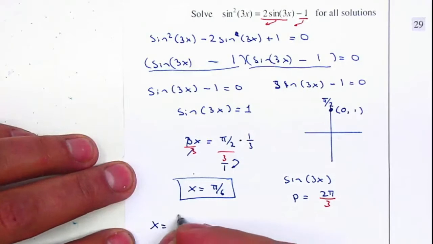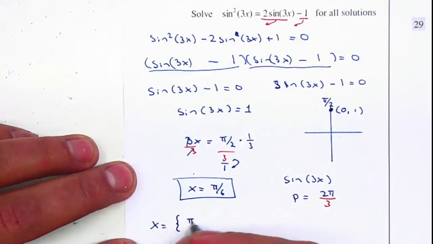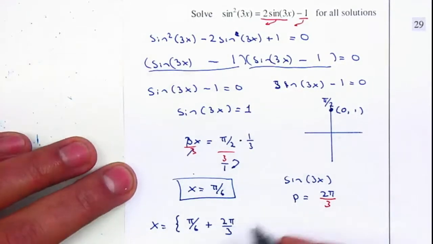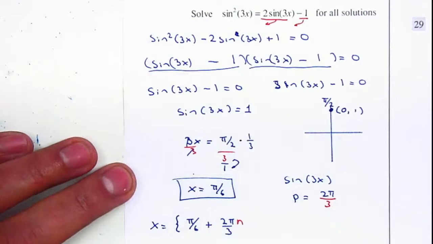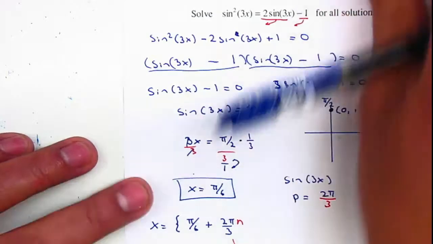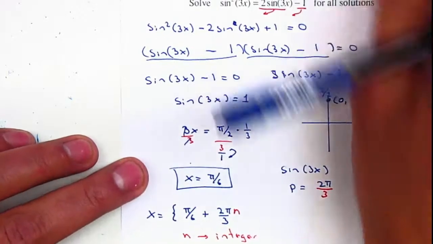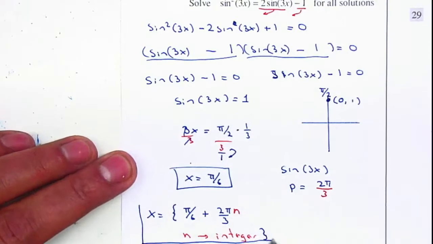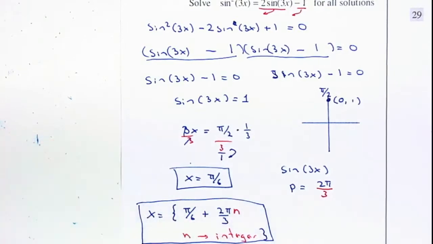x is equal to pi over 6 plus 2 pi over 3 n. And n can be any integer. So where n is an integer. And that'll be your answer. So this will identify all of the solutions, including the duplicates or repetitions.